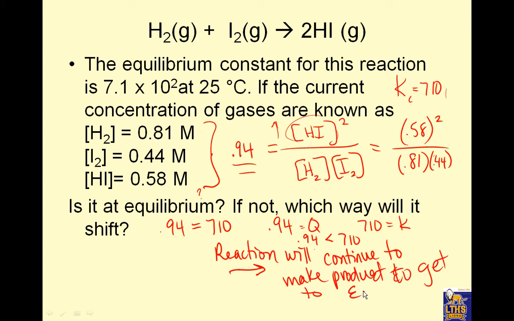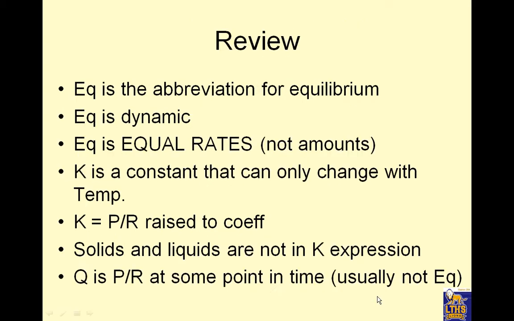Okay. All right, so here's what we need to review. EQ is the abbreviation for equilibrium. Equilibrium is dynamic. That means it's changing all the time. But what's the same at equilibrium is that the rate of the forward and the rate of the reverse are equal. Not the amounts, the rate. K is a constant. You can only change your constant with temperature. It's the products over reactants raised to coefficients. Solids and liquids are not allowed in KEQ because their concentration doesn't change. Q is products over reactants at some point in time. We want to know if it is at equilibrium or not.